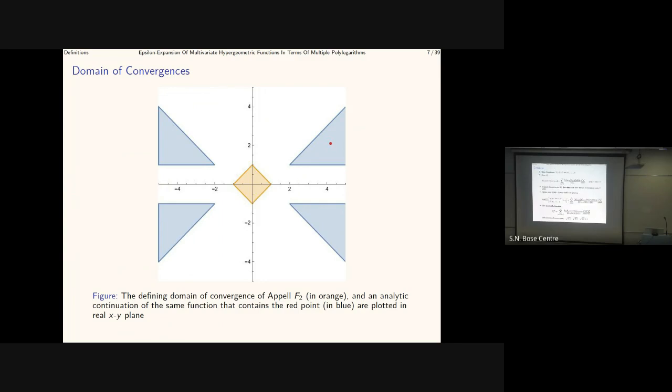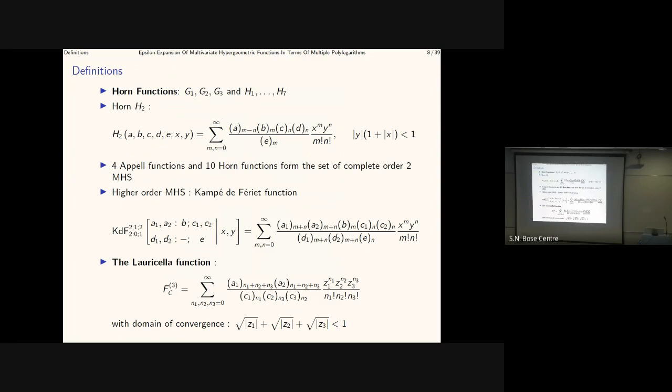Okay. So again, we need some more definitions of hypergeometric functions. There are Horn functions G1 to G3 and H1 to H5. One of them I have written here, just to show the complexity. The Pochhammer is in minus n here. In the previous cases, we have n plus n. So H2 is much more difficult to handle compared to the other Appel functions.